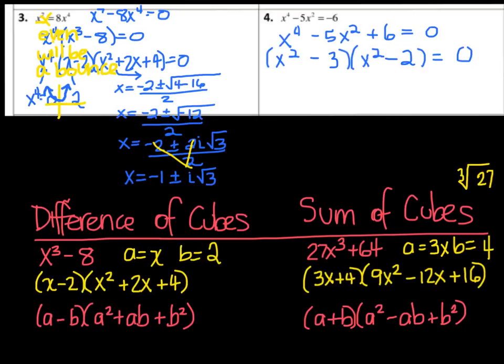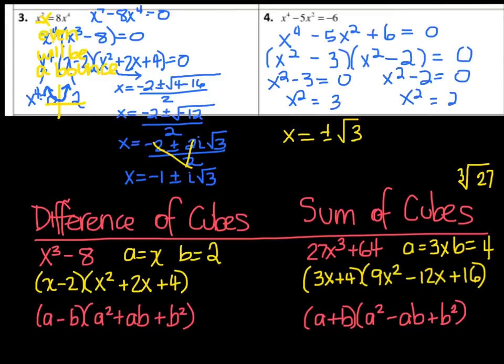And if I were to check real quick right here, this would be minus 3x squared minus 2x squared, which is minus 5x squared. So I checked it. So now I'm just going to take each binomial, set it equal to 0. So x is going to be plus or minus the square root of 3. And I'm also going to take this binomial and set it equal to 0, and take a square root, and x is going to be plus or minus the square root of 2.